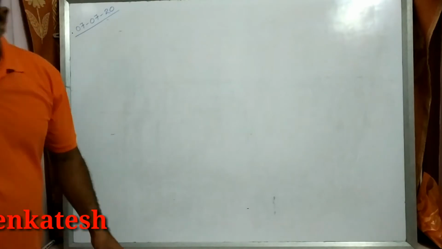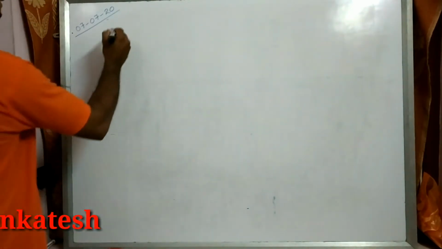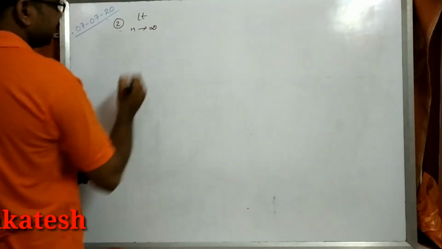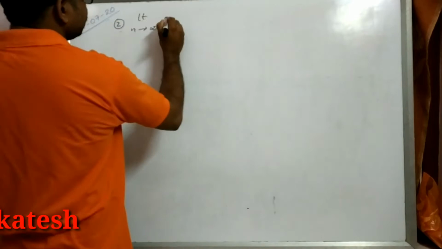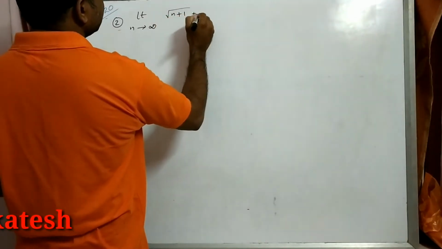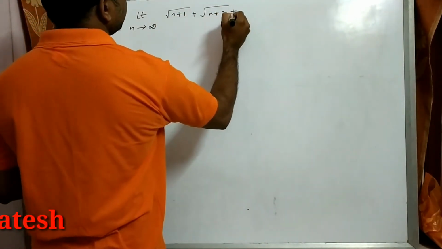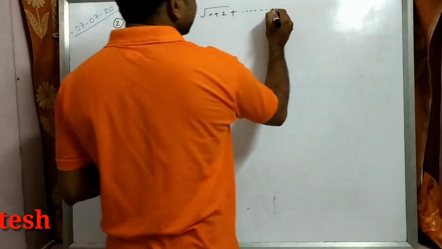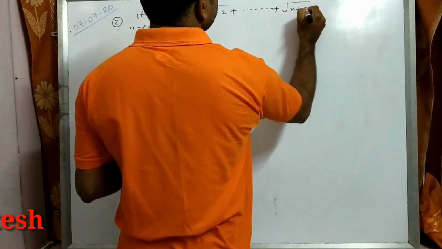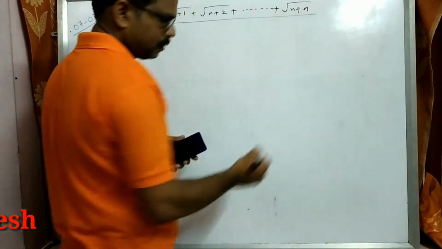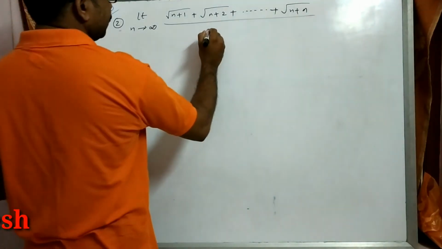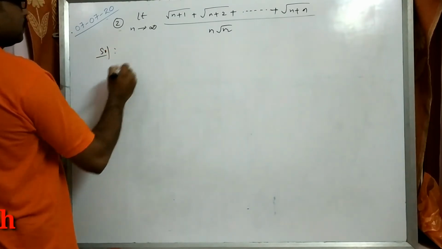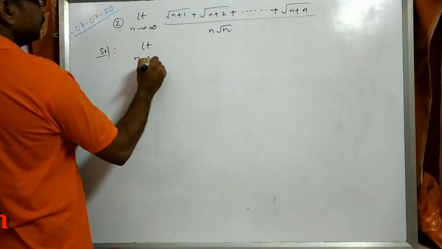Okay. Next problem, limit n tends to infinity. Limit n tends to infinity. Root of n plus 1, square root of n plus 1, square root of n plus 2, plus so on, plus square root of n plus n upon n root n. How do we do this? Limit n tends to infinity.